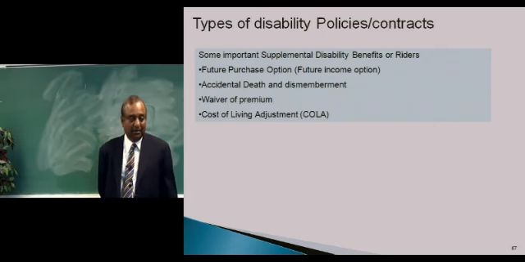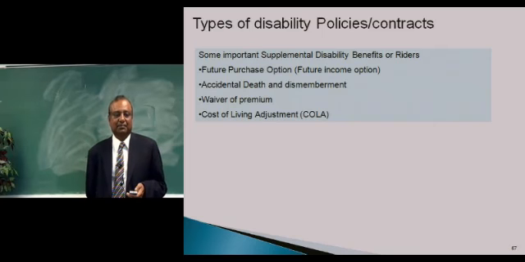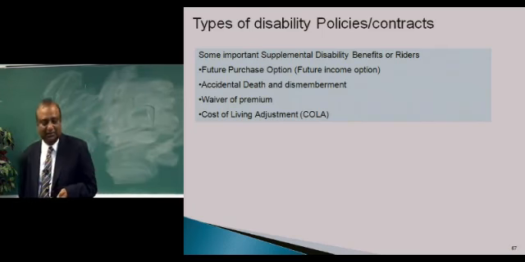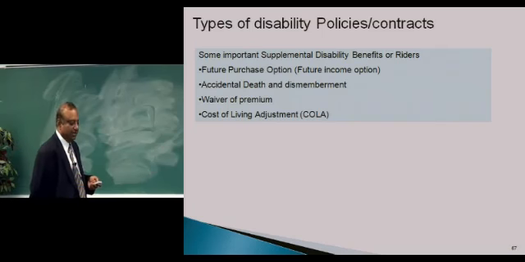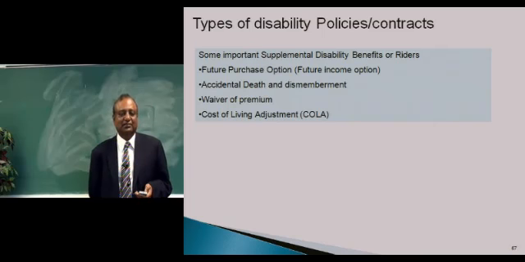Accidental death and dismemberment is the same as what we studied in life insurance. Waiver of premium is the same. Cost of living adjustment, if you have added this to your policy, your benefit will be adjusted for inflation. Say I buy a policy for $2,000 a month benefit, and the first time I make a claim, there is an inflation of 5% from the time I bought the policy. When they pay me the benefit, they'll pay me $2,100, a 5% upward adjustment for inflation.